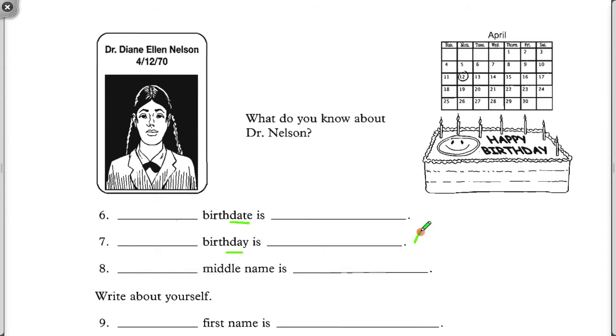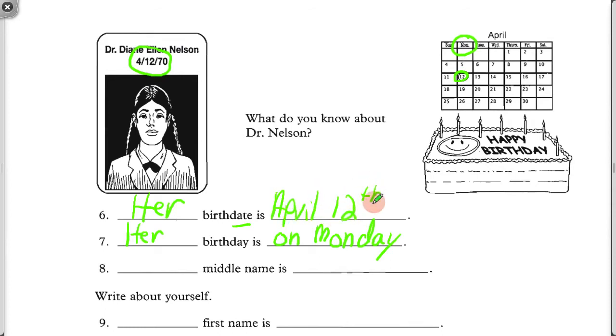The day is Monday, Tuesday, Wednesday, Thursday, Friday, Saturday, Sunday. So her birthday is on Monday, because it's the 12th here, circled. Monday, and here's Monday, right? And her birth date is April 12th, 1970. April 12th. Okay, that's the birth date.